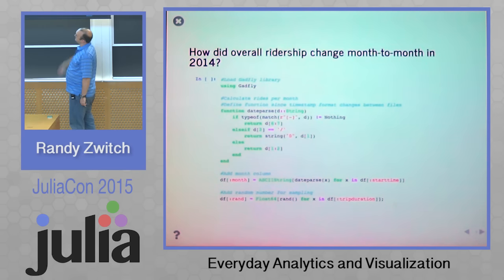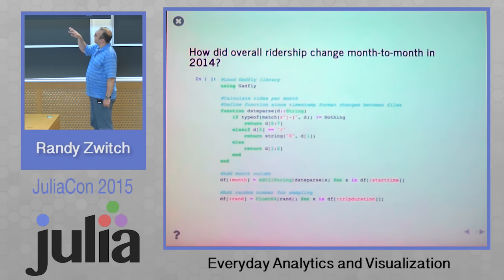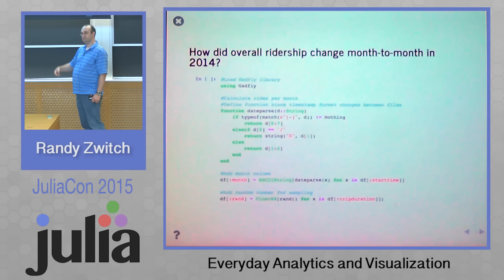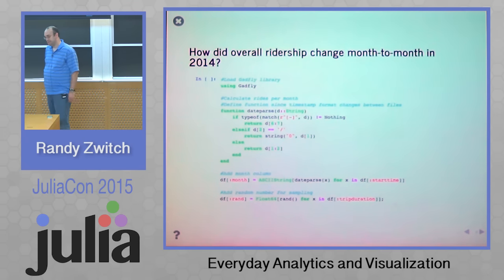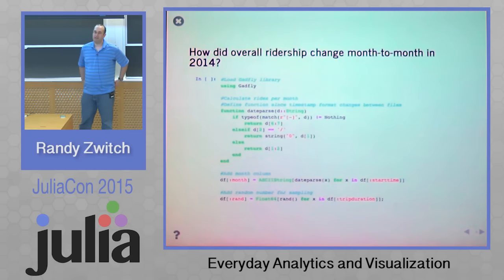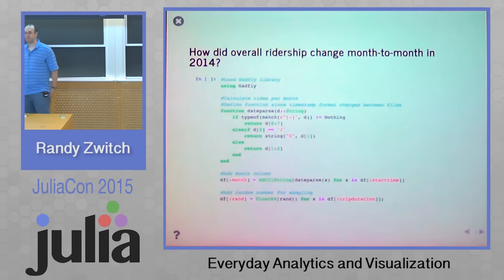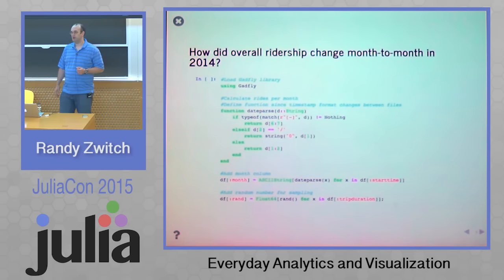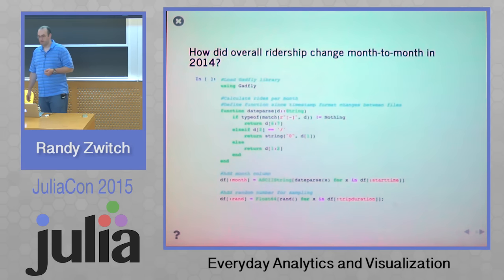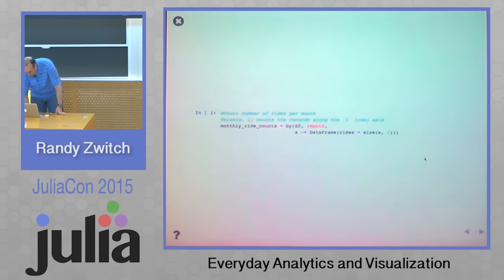And then finally, I added a quick random number to the data set, because when we get to Gadfly, you don't really want to plot 8 million points. Humans can't really deal with that much information, and computers can't really render that in a decent way. So we'll use just the random number to make our data set smaller and easier to visualize. So if we wanted to just start off with the question of how long people ride.